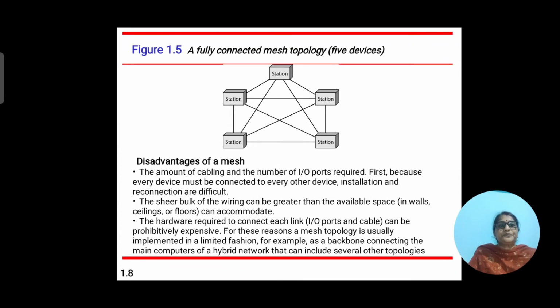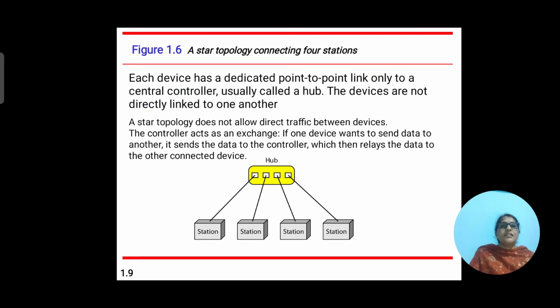Next is star topology. A star topology connects 4 stations. Each device has a dedicated point-to-point link only to a central controller, usually called a hub.